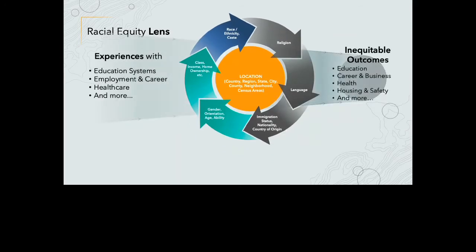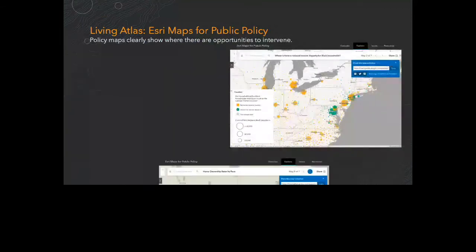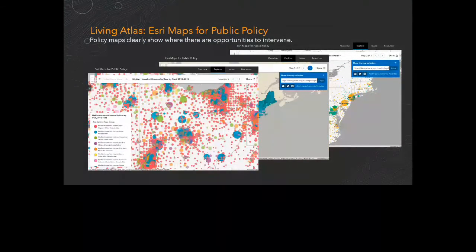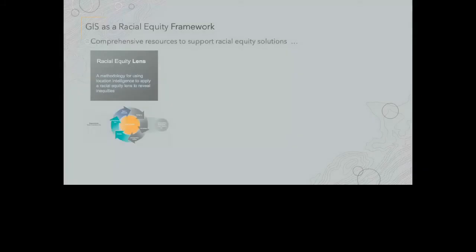And we provide resources and guidance to help folks apply an intersectional racial equity lens to assess overlapping and interdependent systems of discrimination. In fact, Esri provides access to lots of spatial data to help organizations to explore, understand, and confront these challenging issues. And ArcGIS provides a wide and growing array of techniques and tools for developers to help organizations understand and unravel interrelated concerns, address barriers to equality, and design a future where all communities are served more equitably.